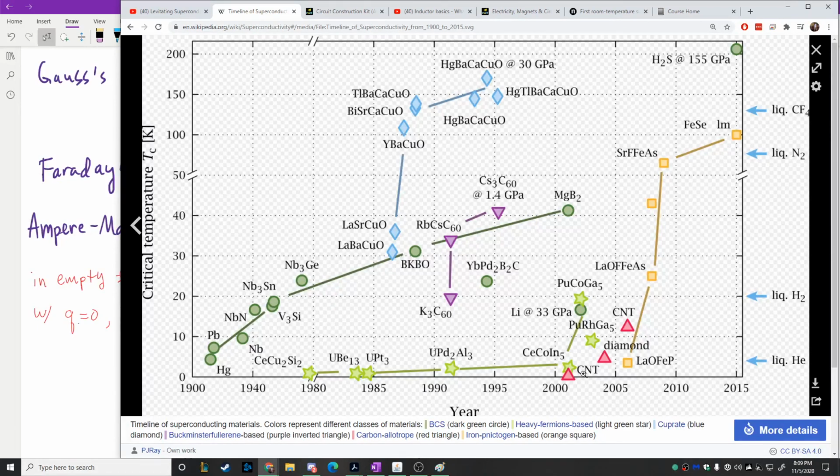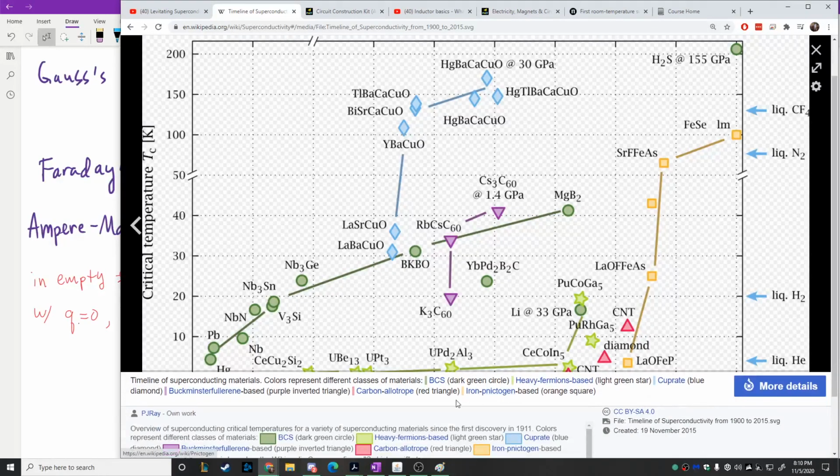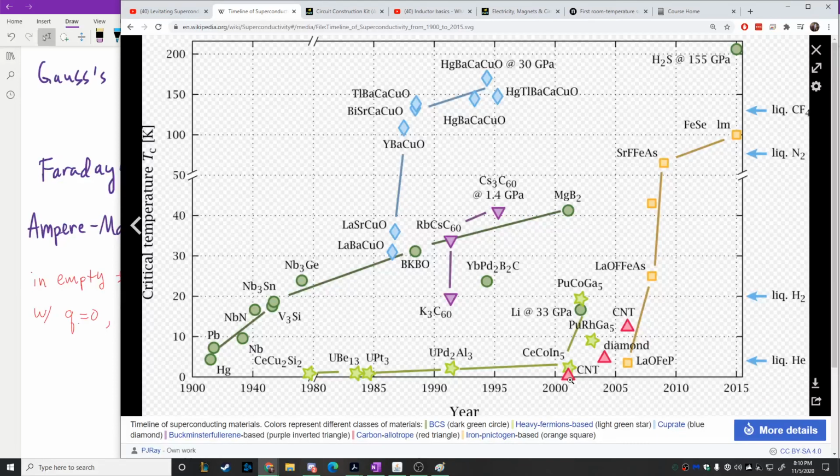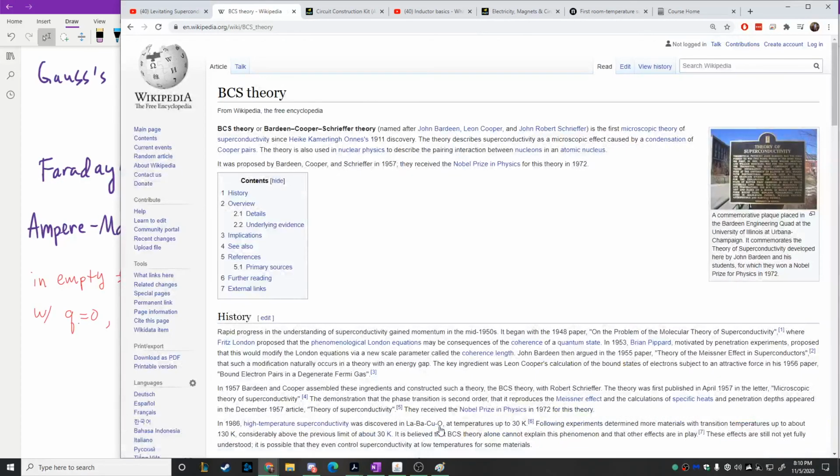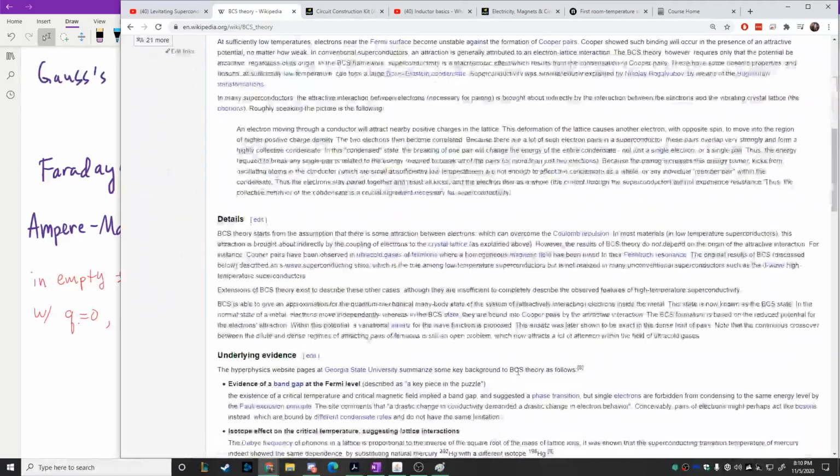Yeah, diamond is right there. Is it this one? Okay, so this means it's a carbon allotrope. It's cool. BCS. You guys know what a BCS is? There's a whole thing about BCS. Just anyway.